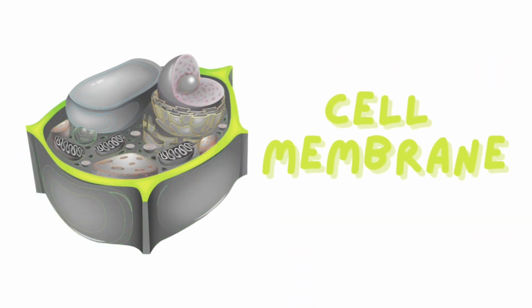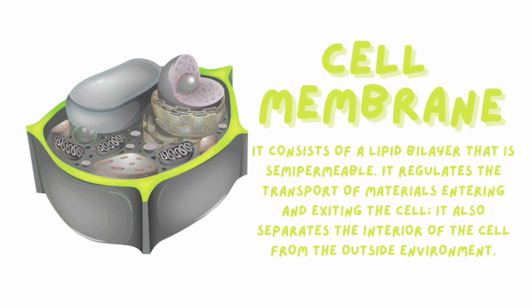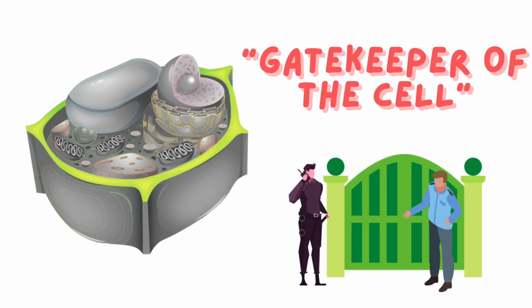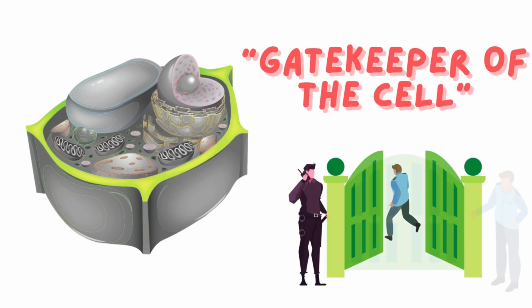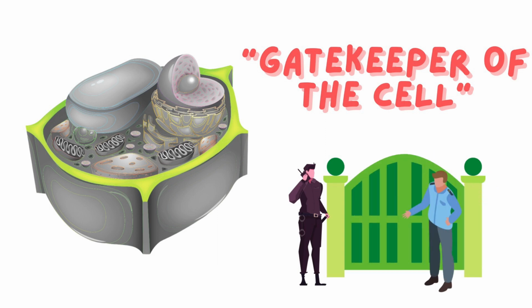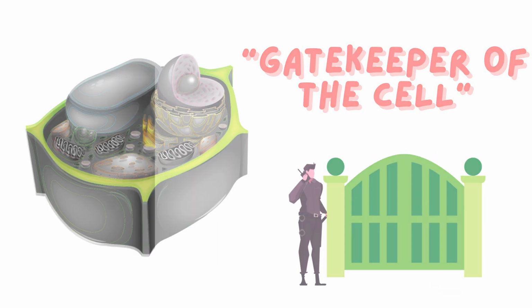Cell membrane. The cell membrane consists of lipid bilayer that is semi-permeable. It regulates the transport of materials entering and exiting the cell. It also separates the interior of the cell from the outside environment.